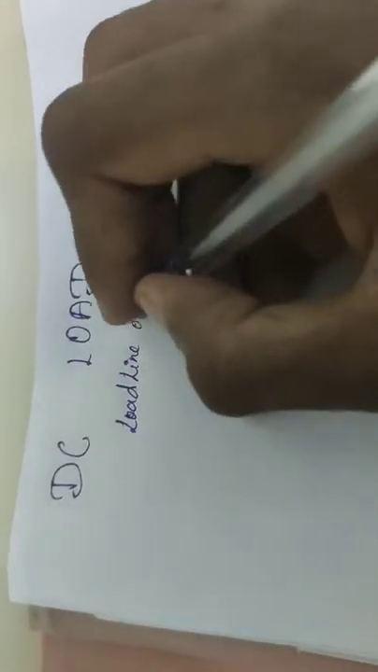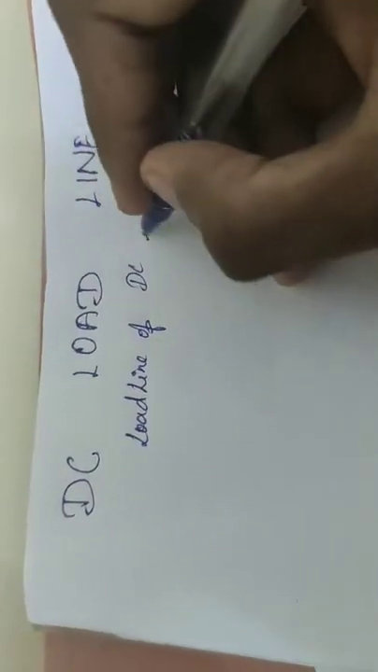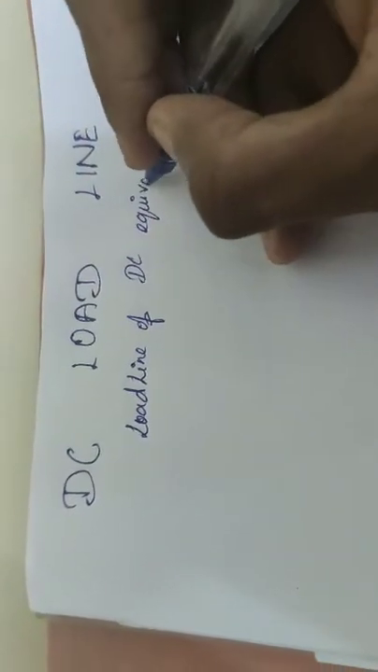First of all we want to know what is a load line. A load line can be defined, for any circuit, as a line which tells the ratio of voltage and current, that is equivalent voltage and equivalent current. So when I say DC load line, it is a load line of a DC equivalent circuit, that is, a circuit that mainly works on DC.